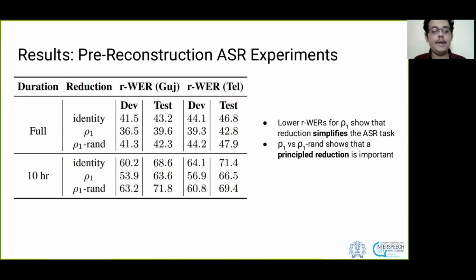And comparing the RWERs for row 1 and row 1 rand, one can see that since row 1 rand has a higher WER, the speech recognition task is not simplified in the case of the randomized reduction, which shows that a principled reduction is important. Just some reduction is not sufficient.